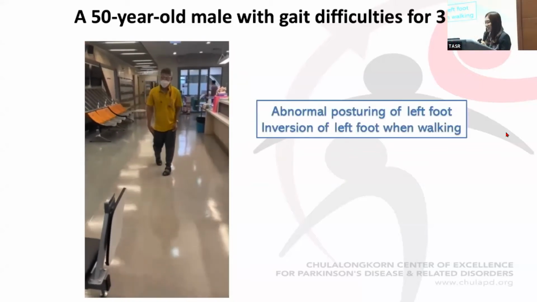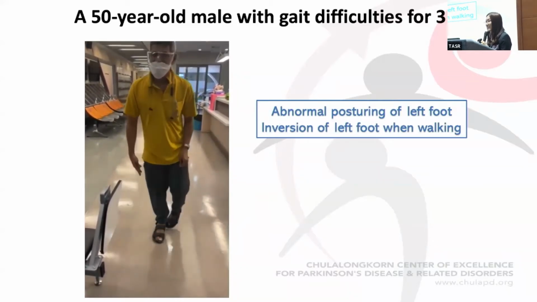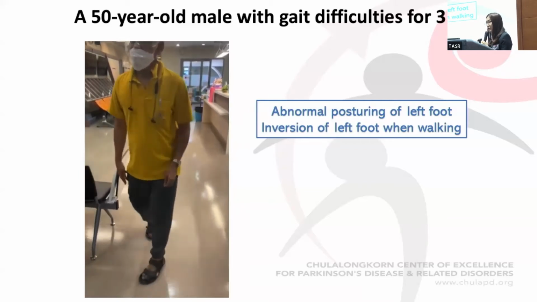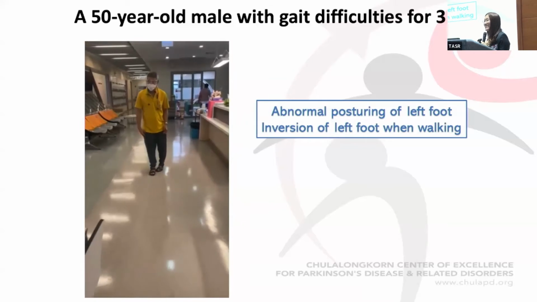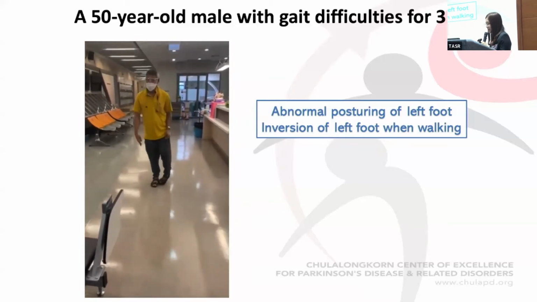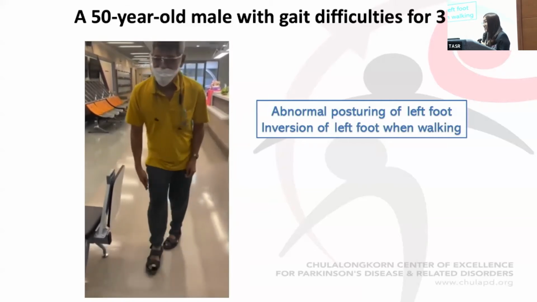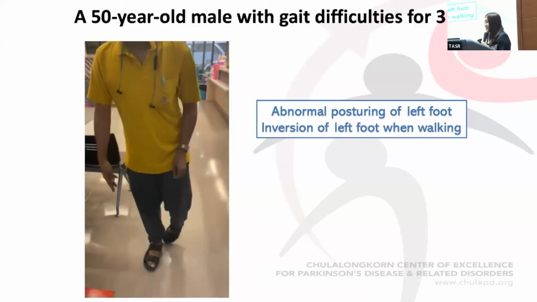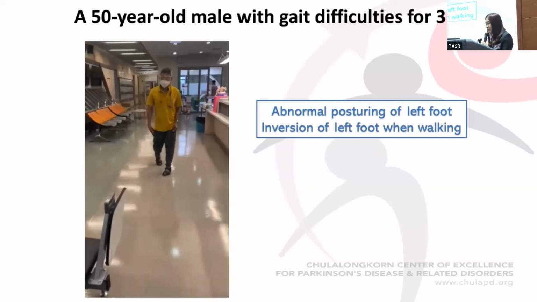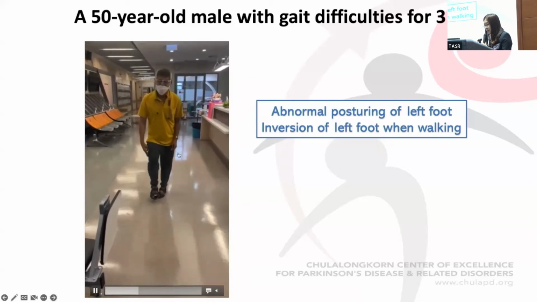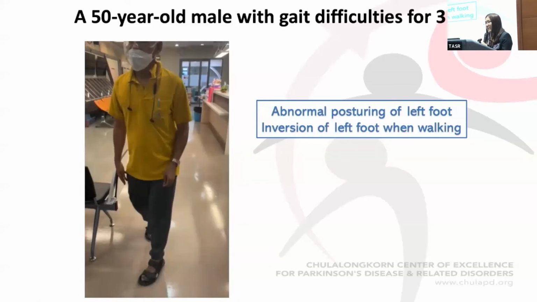Thank you very much. So you'll notice that there is abnormal posturing of the left foot and inversion of the left foot when he walks. You notice that. And I kept the further examination to myself. So I would like to add some of that. Further examination found also an asymmetrical Parkinsonism with levodopa response, and no weakness is observed. And you notice that the hip of this patient is not in a circumduction movement.